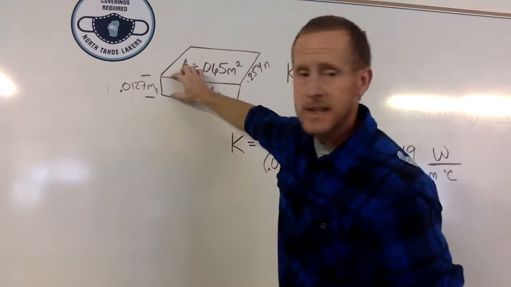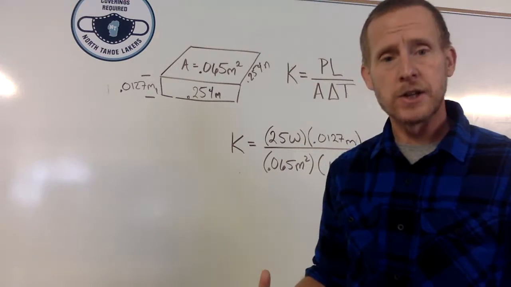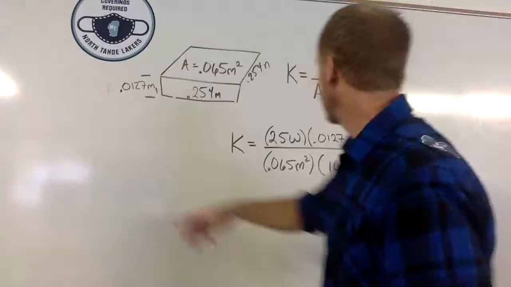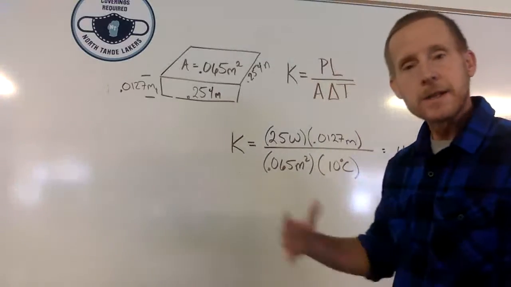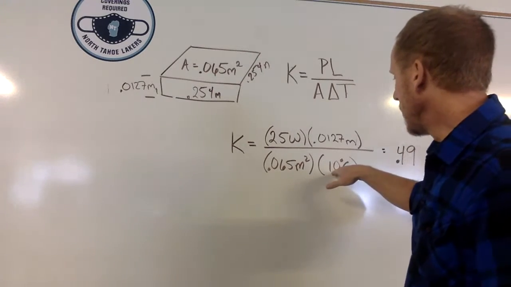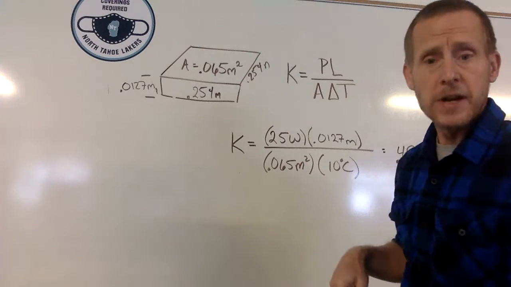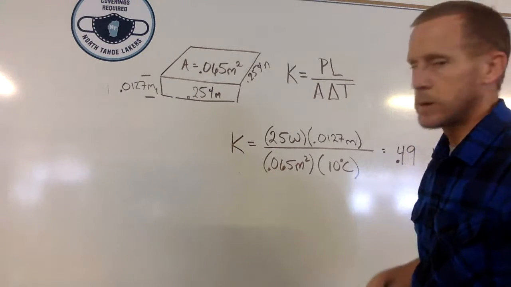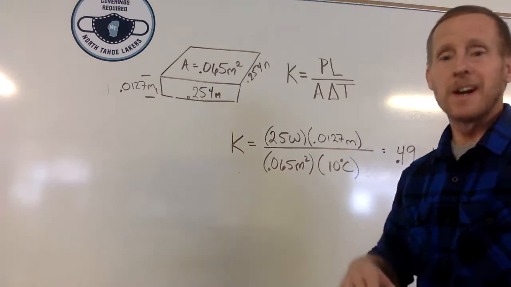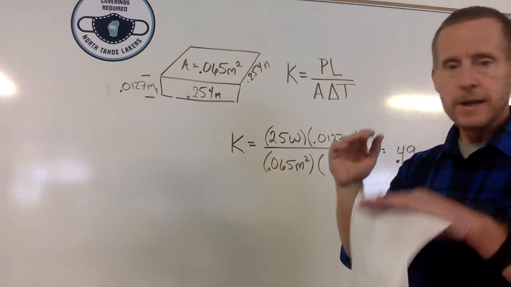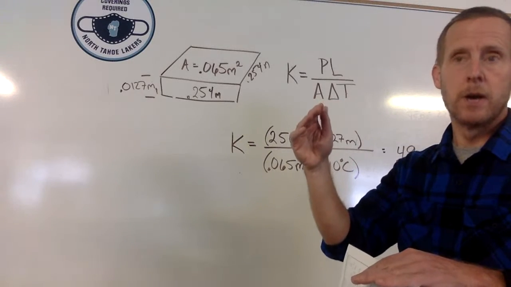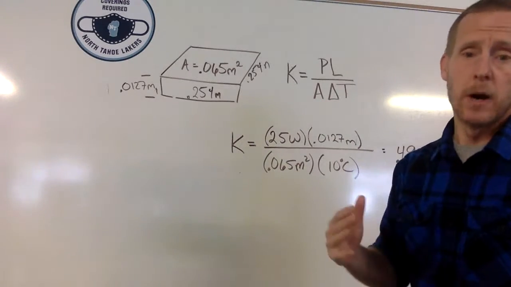L is the thickness. They said that it's going to be half an inch of insulation. A half inch in meters is 0.0127 meters, so that's where L is. And then this insulating material has the ability to maintain a difference of 10 degrees. So 10 degrees Celsius would go here. We can leave it in Celsius for this because we're talking about a difference in temperature between the inside of the box and the outside of the box. So even if we converted those two temperatures to Kelvin, the difference would still be 10 Kelvin.